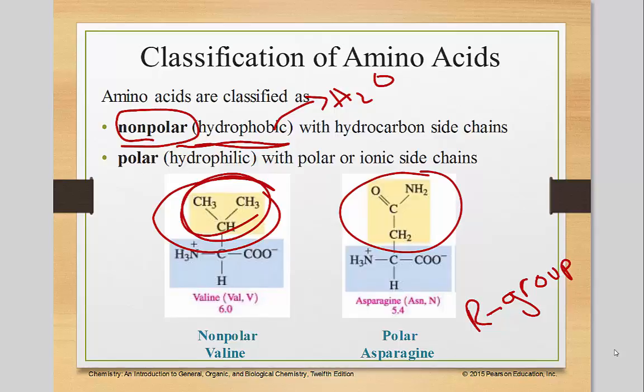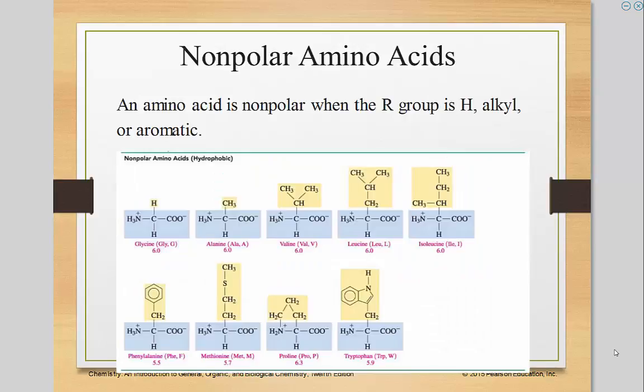Hydrophilic is the opposite. Philic means love. It loves water. It likes to interact with the water. Therefore, it's going to dissolve in water. And this is because there's a polarity here. Notice in this particular one, there's an oxygen and nitrogen. Both of those are more electronegative. Therefore, the electrons are going to drift towards it, and you're going to have a positive side and a negative side. So here are the nonpolar amino acids.